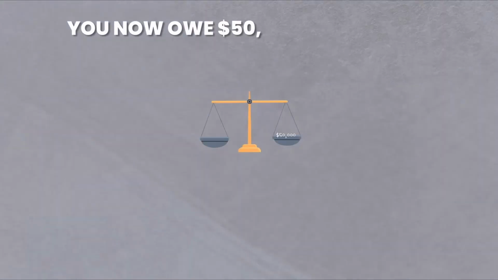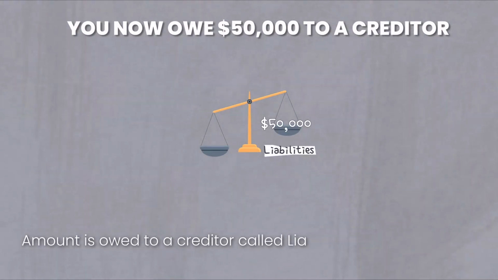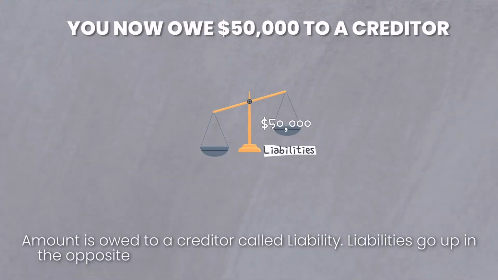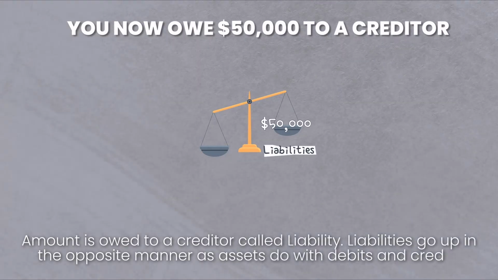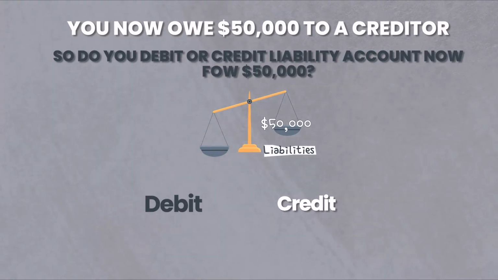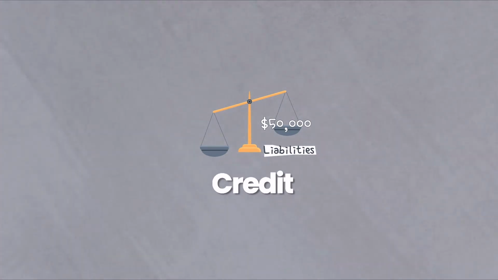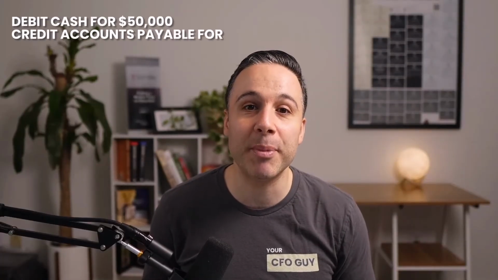You now owe $50,000 to a creditor. Amounts owed to creditors are called liabilities. Liabilities go up in the opposite manner as assets do with debits and credits. So do you debit or credit this liability account now for $50,000? That's right, you credit it. Debit cash for $50,000, credit accounts payable for $50,000.